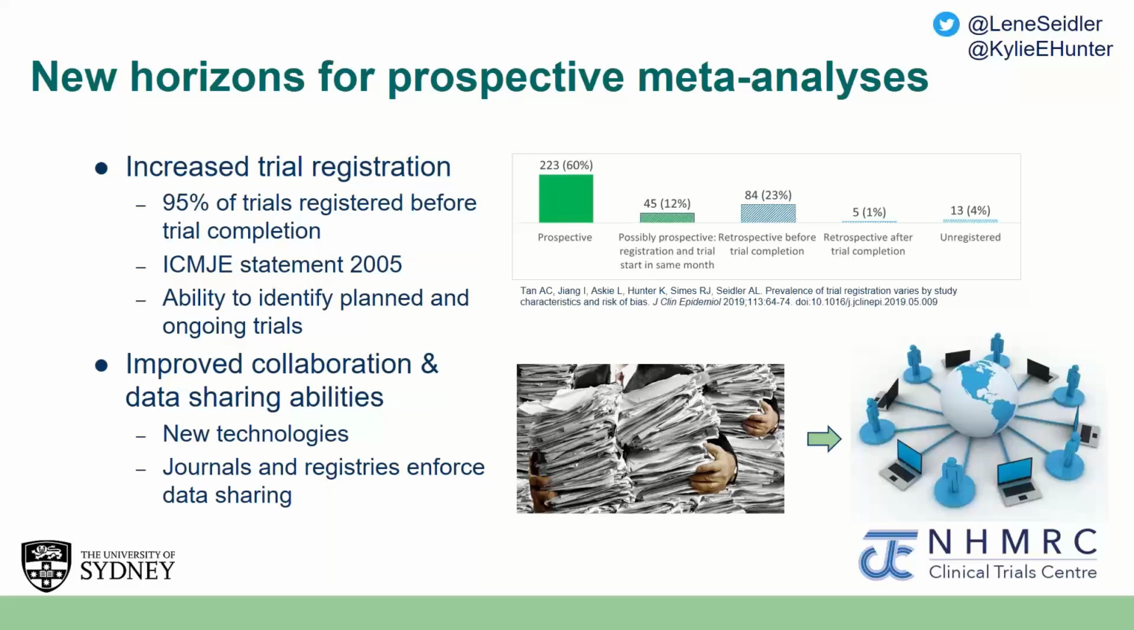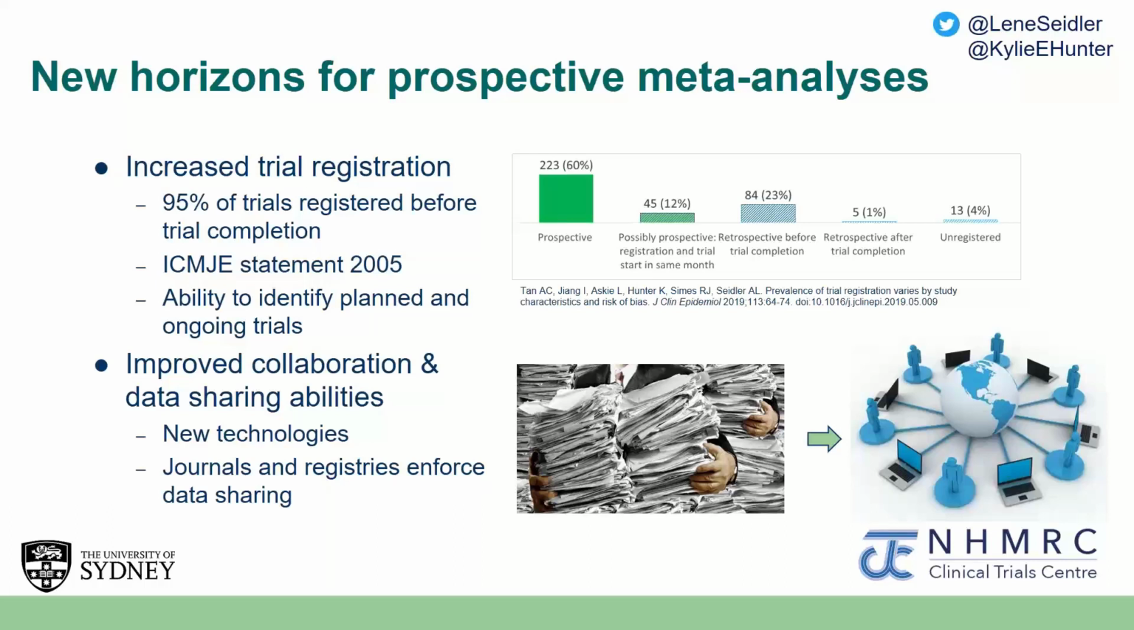So let's talk about the future of PMA briefly. With new developments, we see new horizons for PMA. First of all, there's increased trial registration. In a recent audit, we found 95% of trials registered before trial completion, so they would have all been identifiable for inclusion in a PMA. And we actually see movements toward registration of observational studies as well. So I think we have more ability to identify studies for inclusion in PMA. It will become a lot easier.